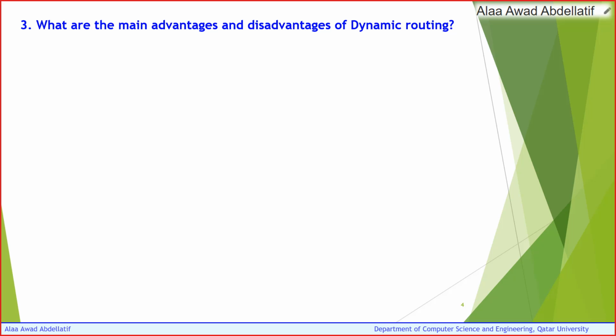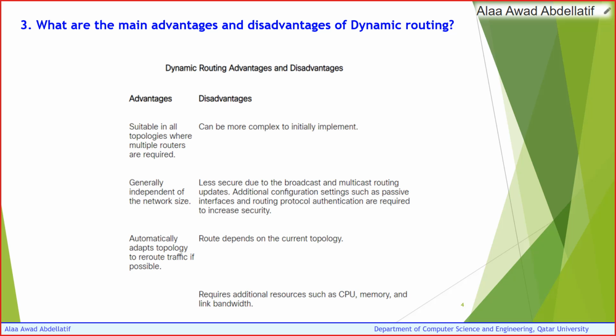Another question, what are the main advantages and disadvantages of dynamic routing? And this also you can find in the table from the slides. Dynamic routing has many advantages, like being suitable in all topologies where multiple routers are required because it updates itself automatically, so it can be implemented in any topology and large network. Generally, it's independent of network size, so it can be implemented in a small network and also in a large network. It automatically updates the topology to reroute traffic if possible.